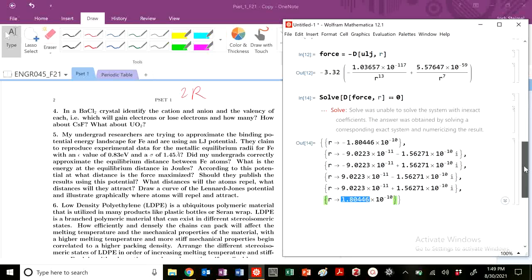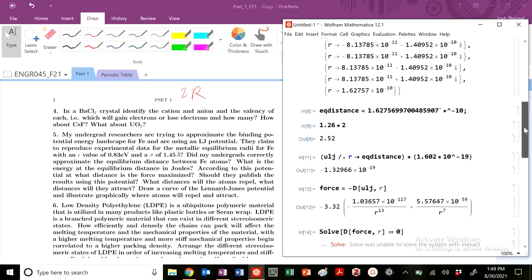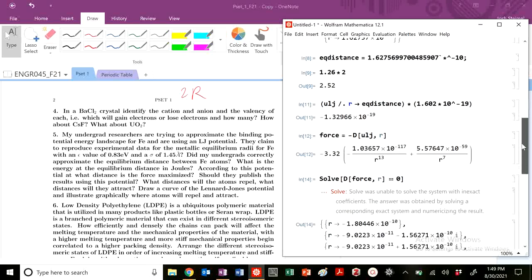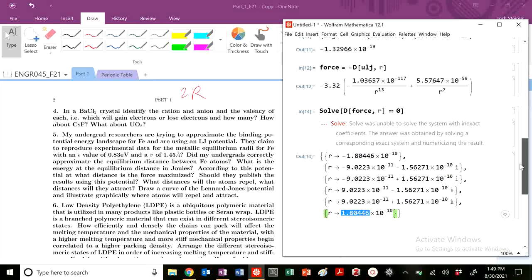So the answer, in terms of why our answer doesn't match: my undergraduate didn't mess up. We shouldn't be using the Lennard-Jones potential to approximate metallic interactions. That's the big problem: we can't use those to solve these types of problems. We need to use a better potential, a metallic potential. So they should not publish the results.